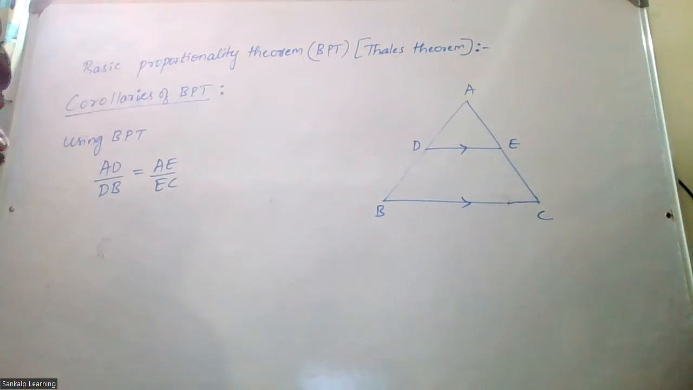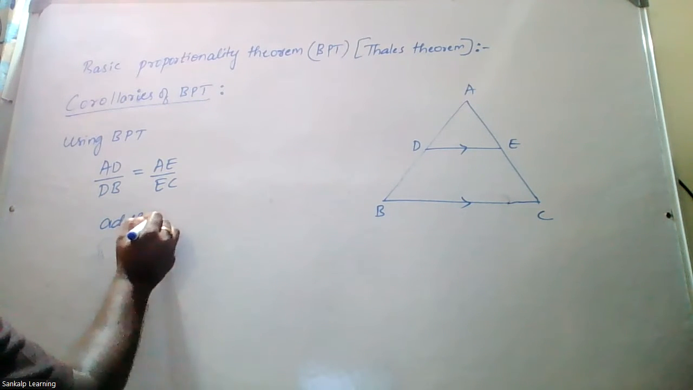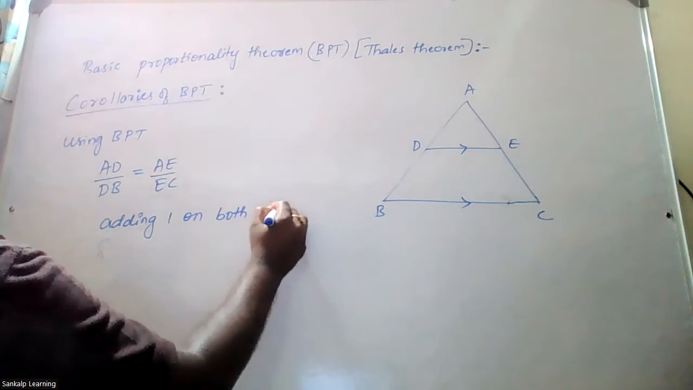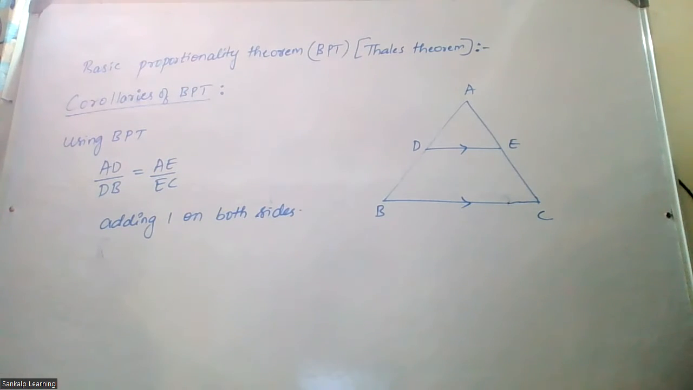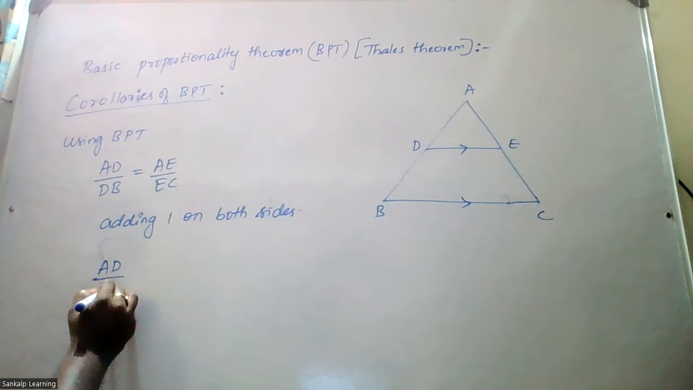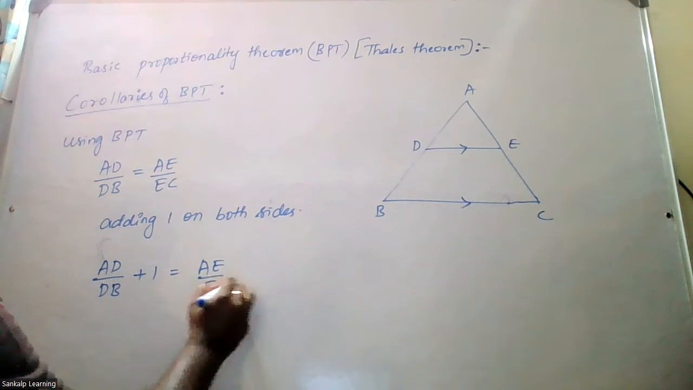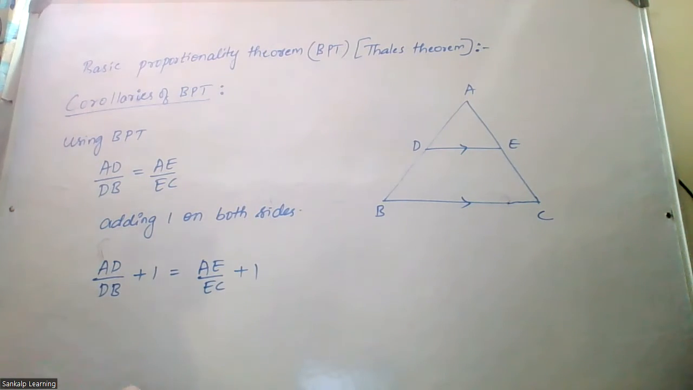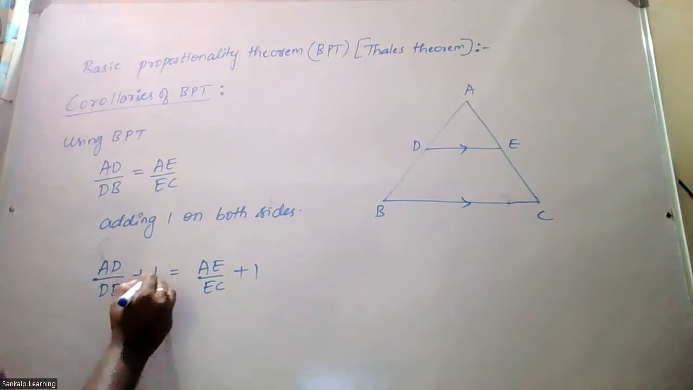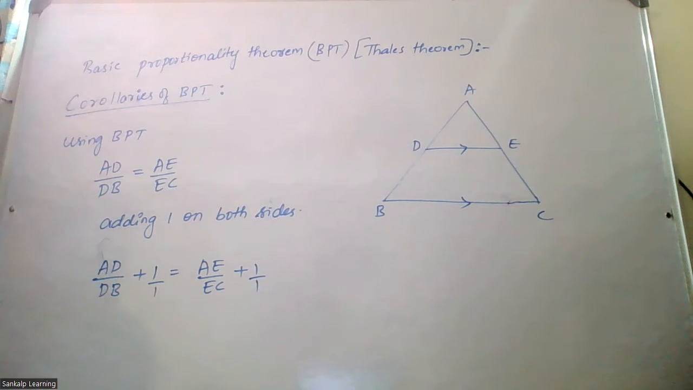Using this result, we can get few more. What I'll do is I'll add 1 on both sides. Adding 1 on both sides. So what does it become? AD by DB plus 1, AE by EC plus 1. We can do this, right? If equals are added to equal, the result is equal. So we can do this. Okay, this 1 can also be written as 1 by 1. Similarly, this 1 can be written as 1 by 1.